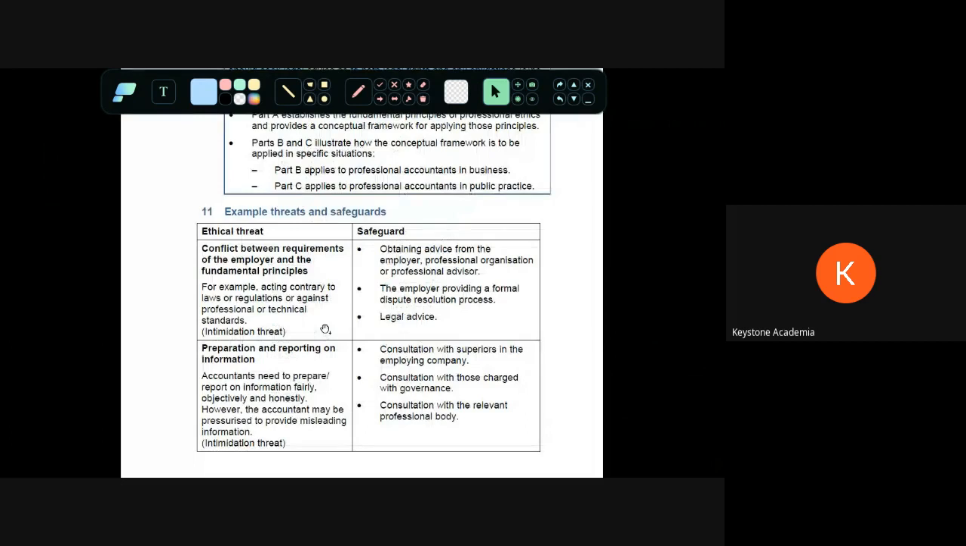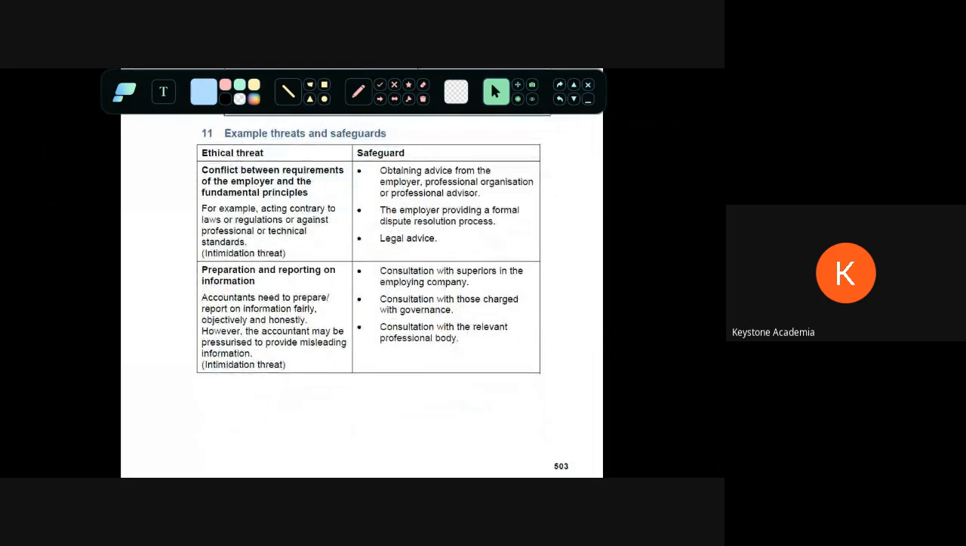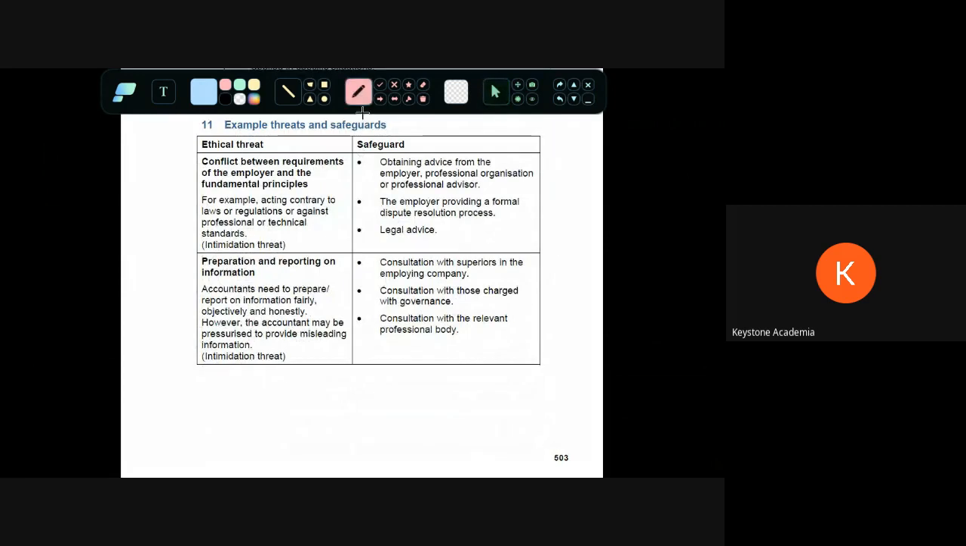Okay, threats and safeguards. Some threats can arise in your work life, like conflict between requirements of the employer and fundamental principles. Your employer sometimes can ask you to do some unethical work, so there the conflict will arise. What is the safeguard against that? Obtaining advice from other senior managers, a professional organization or professional advisor, the employer providing a formal dispute resolution process, or seeking legal advice.